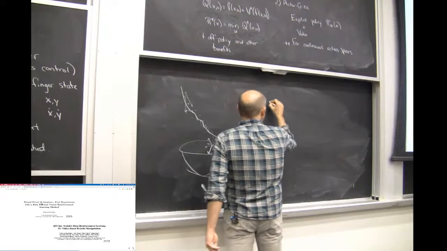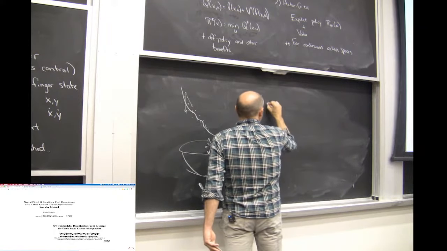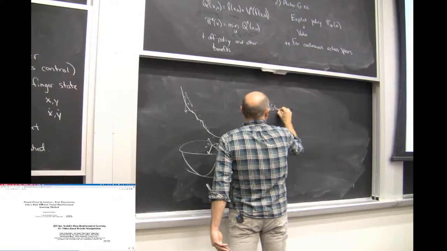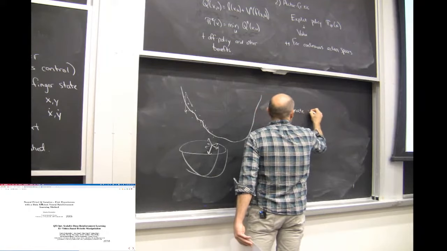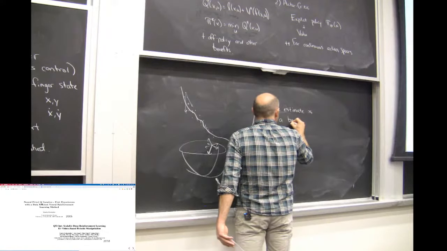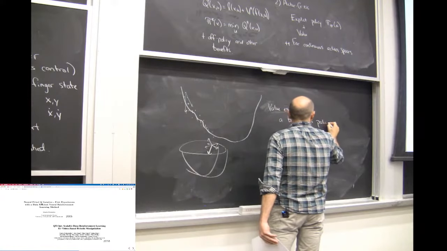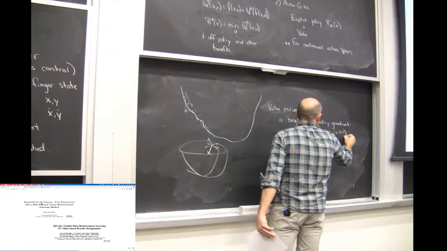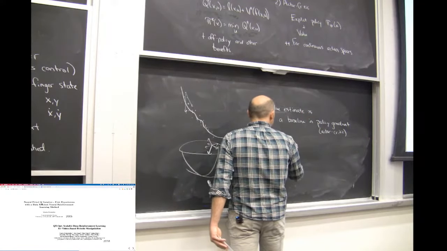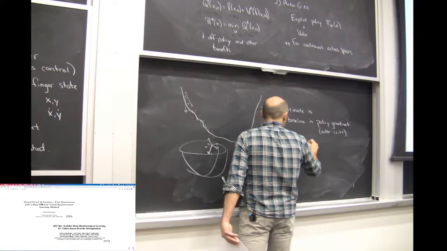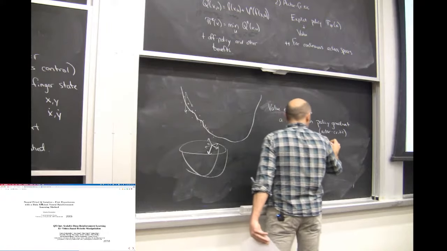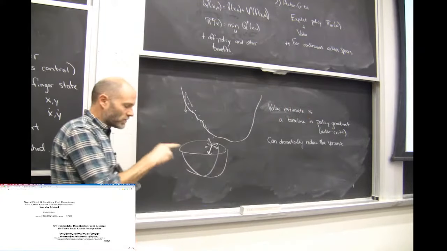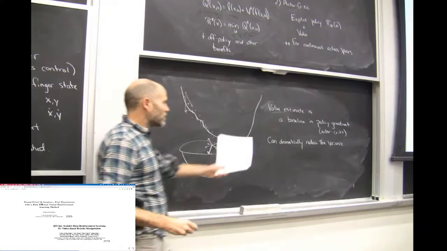The particular role it plays is, let me think how I want to say this. The value estimate is a baseline in policy gradient, and it can dramatically reduce the variance. The amount of random walking you do as you descend the landscape can go down a lot with a good baseline. I hope you saw that in your problem sets.